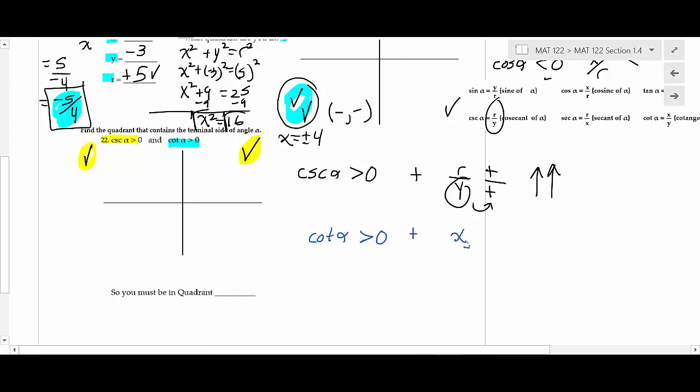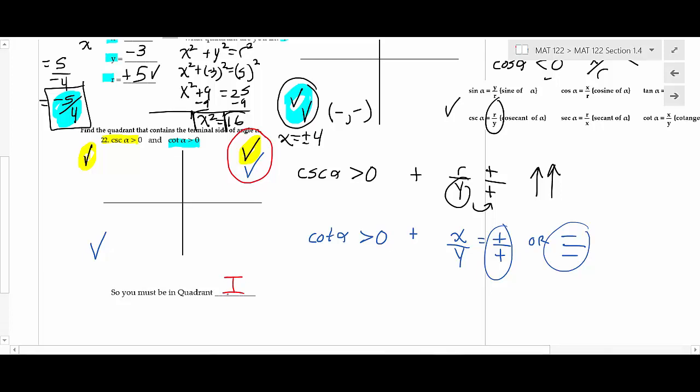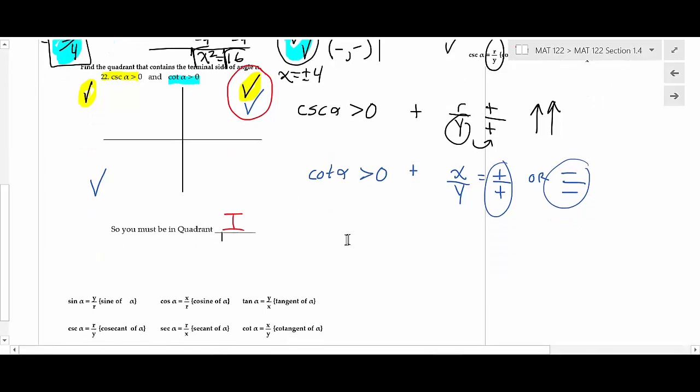Well, the cotangent's x over y. So there's two possibilities. You could either have positive over positive, or you could have negative over negative. Positive over positive, x and y are both positive in quadrant 1. X and y are both negative in quadrant 3. So the answer to this problem is where the two overlap, so that means you're in quadrant 1. You're trying to find the quadrant where you have a cosecant being positive and a cotangent being positive. There's only one possibility, and that's quadrant 1.